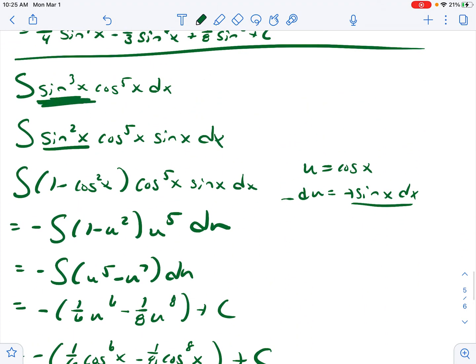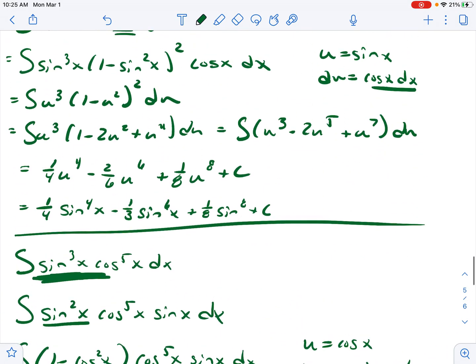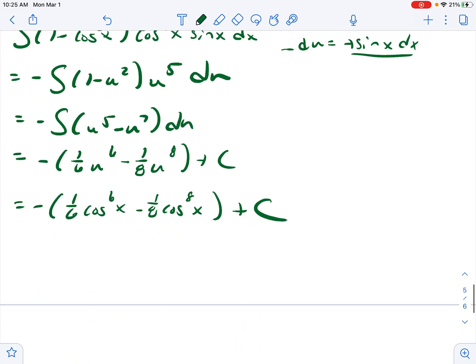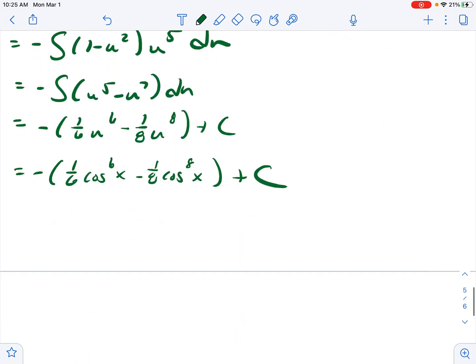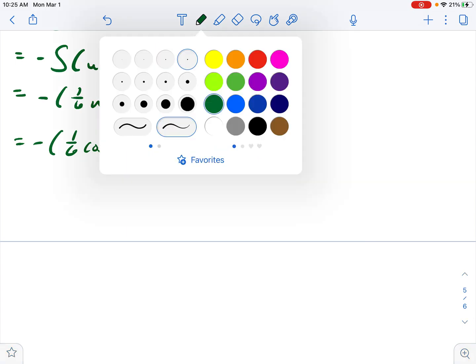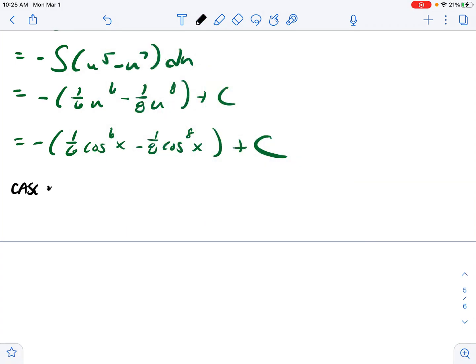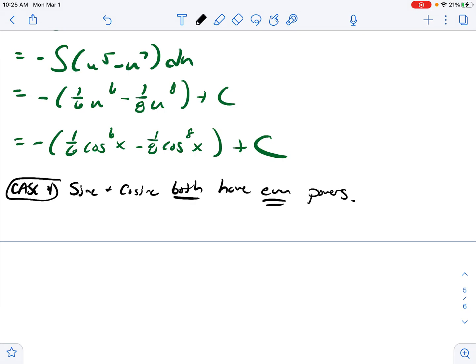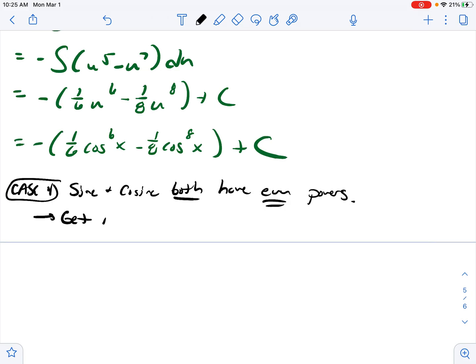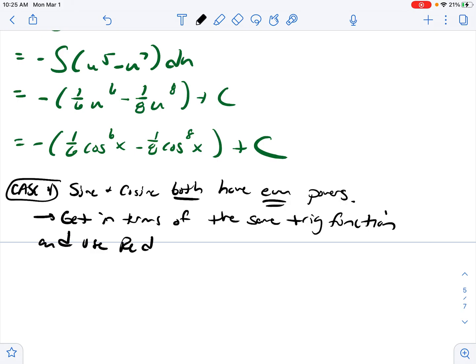It was actually a little bit easier to break down the one with the smaller power. Notice it was a little less work. But it'll work either way, this technique, if both powers are odd. And now the only case we haven't seen is if both powers are even. In this case, the idea is to get in terms of the same trig function and use the reduction formula.